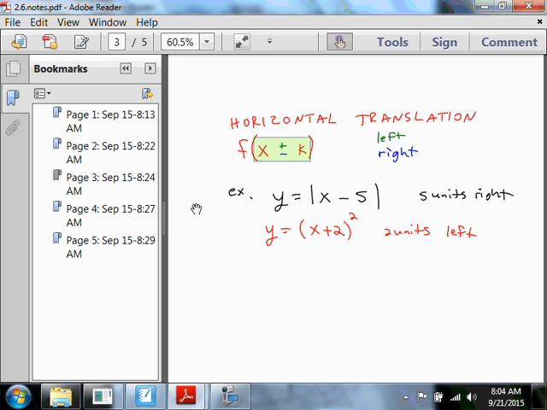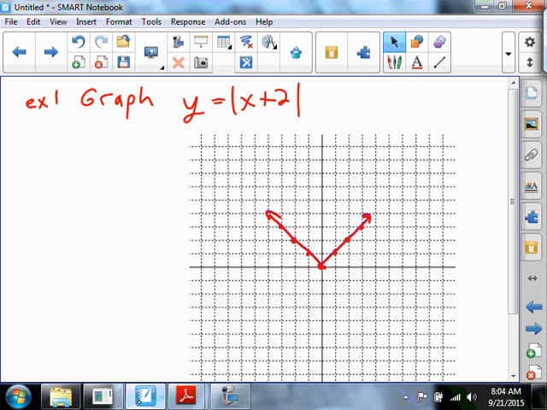So in this case, that x plus 2, is it going to translate the graph 2 units up, 2 units down, 2 units right, or 2 units left? 2 units to the left. You'd think to the right, but it's actually 2 units to the left. And that's it. The graph is the same size, the same shape. It's the parent function, just translated 2 units to the left.